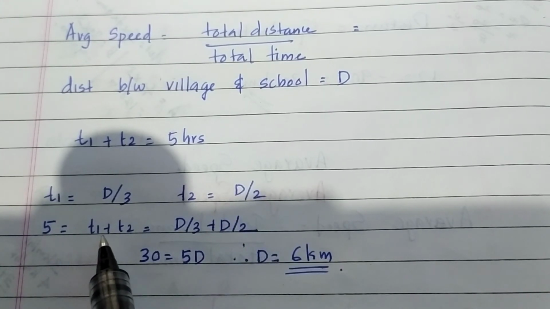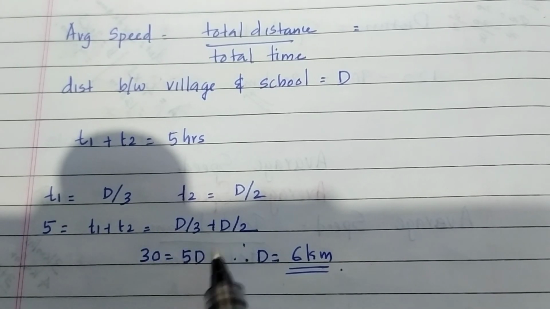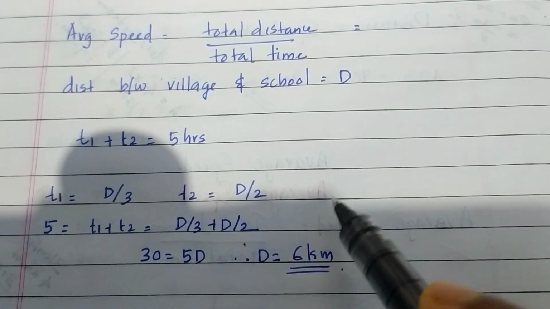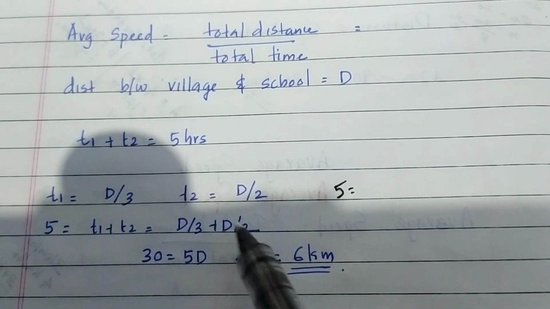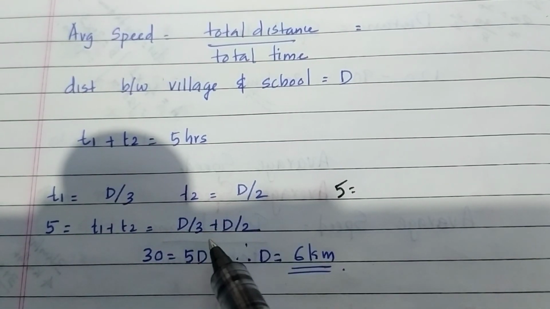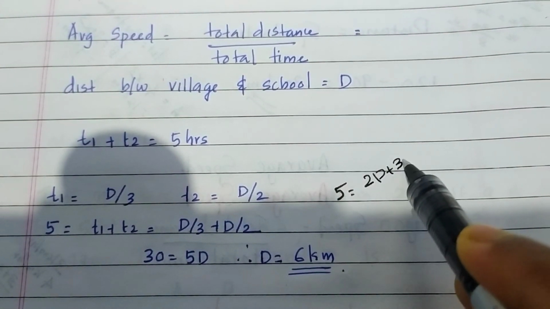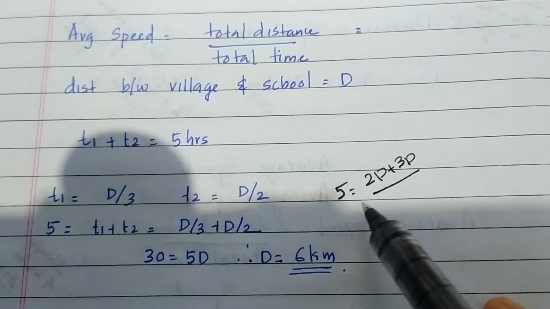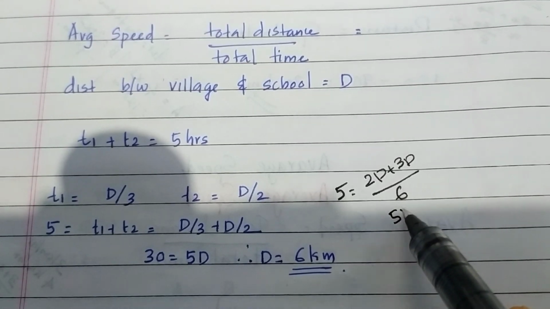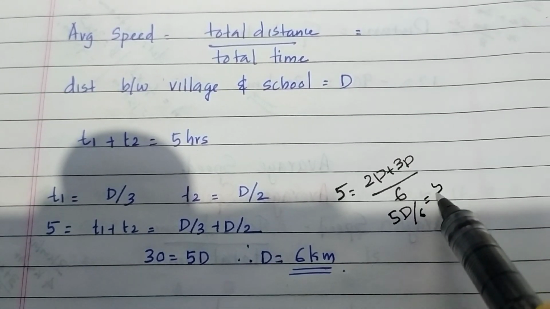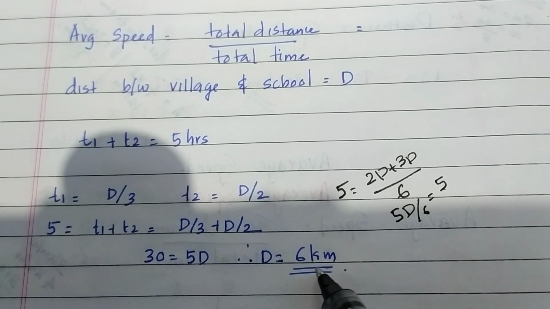So T2 is equal to D by 2. So 5 is equal to T1 plus T2, which is equal to D by 3 plus D by 2. How can we solve the problem? By taking the LCM. So (2D plus 3D) by 6. So 5D by 6 is equal to 5 hours. So what will be D? D is equal to 6 km.